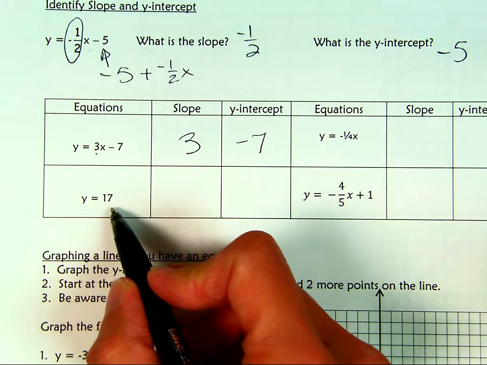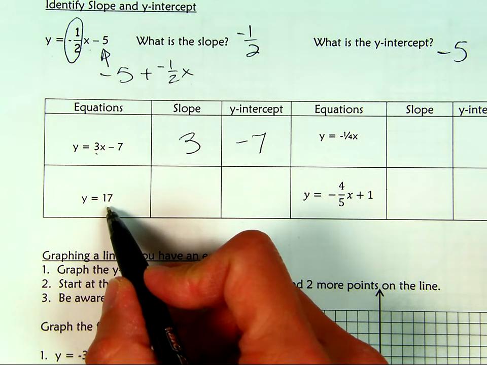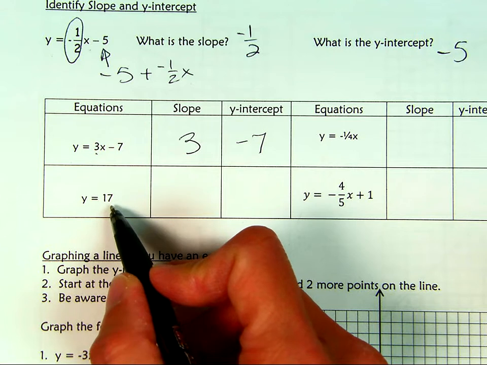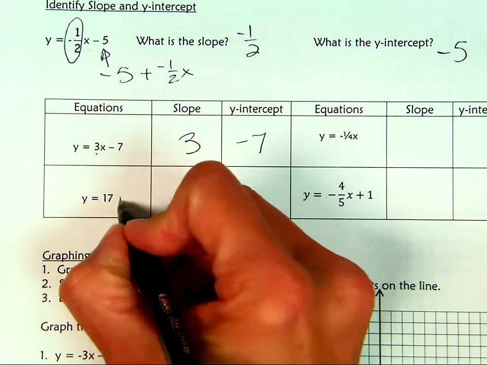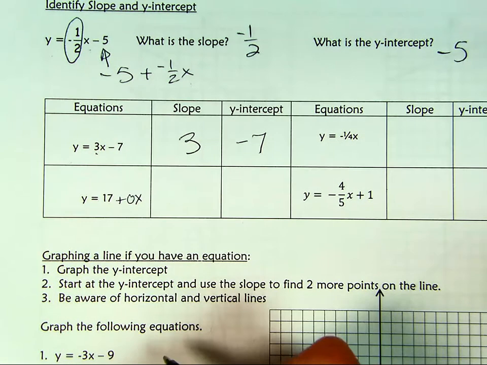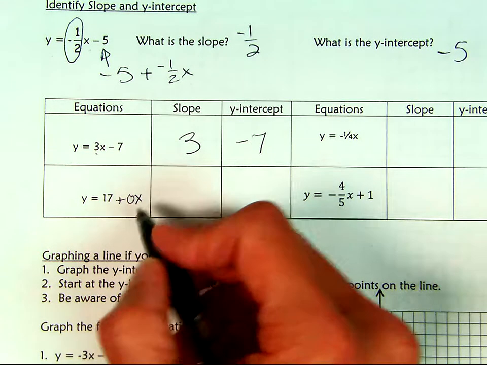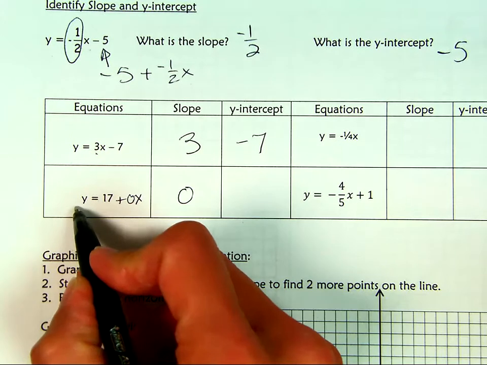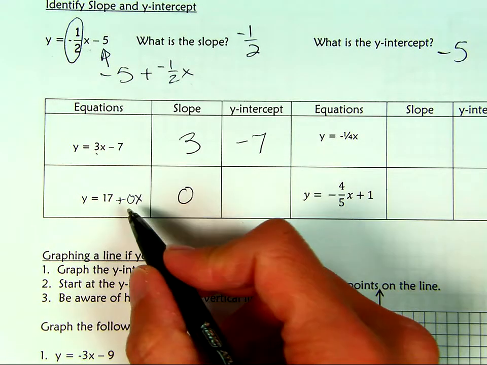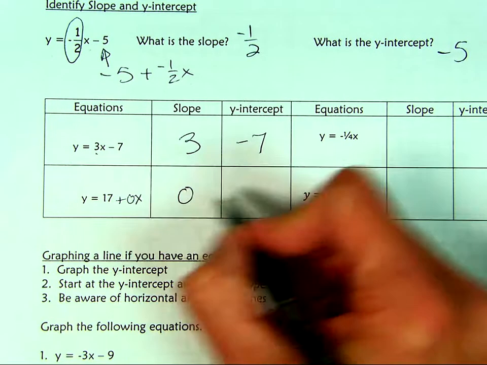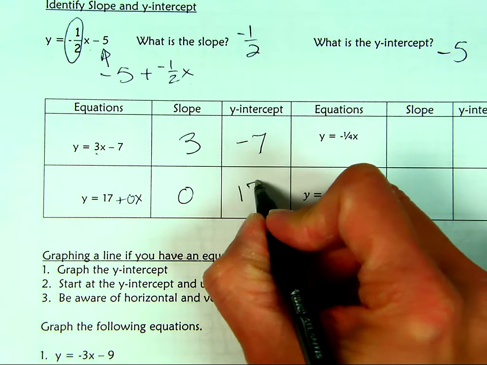Is y alone? Yes. What's the x? Oh, there's no x. Well, then what's the slope? Well, the only thing that would get rid of an x is a plus 0x, because 0 times x is 0, and 0 plus 17 is 17. If it was a 1, 1 times x is x. If it was a 2, 2 times x is 2x. So the only thing that would prevent us from having an x is if the slope was 0. So if y is alone, my slope is 0 if there's no x. The y-intercept then is what was added to the 0x, so that's a 17.